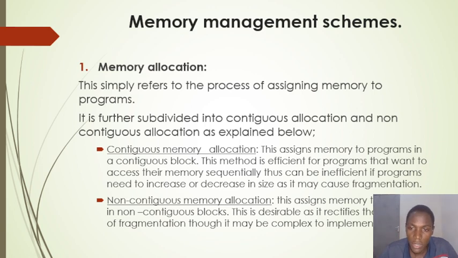But for the non-contiguous one, it assigns memory to a program in non-contiguous blocks. So it's like selling land to someone. For the contiguous one, if you want 1 acre, I give you 1 acre, from here up to here. But if it is non-contiguous and someone wants 1 acre, you can say this land is just a quarter of what you want. So it is a quarter, but I have another half and a quarter somewhere. Or you say this is half of what you want to purchase, but the other half is actually somewhere else. So that is non-contiguous memory allocation.